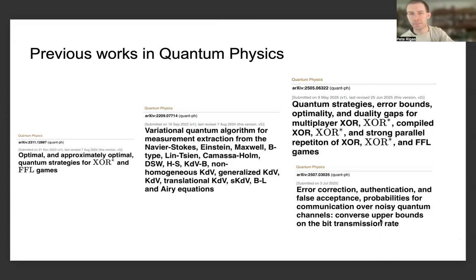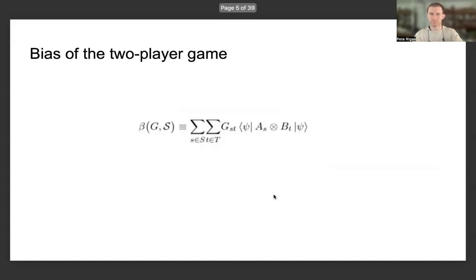It's relating to error correction, authentication, and false acceptance probabilities for communication over noisy quantum channels, with converse upper bounds on the bit transmission rate. And so basically, this is the broad palette, or the repertoire of topics that I've investigated previously in quantum physics, which I hope will become more apparent to the viewer as we continue our discussion in terms of connections with dependency breaking, correlations, and symmetry breaking, and how that could relate to prospective quantum advantage.